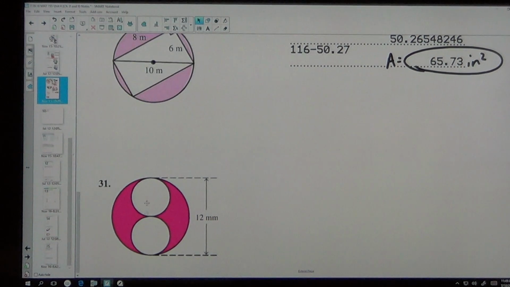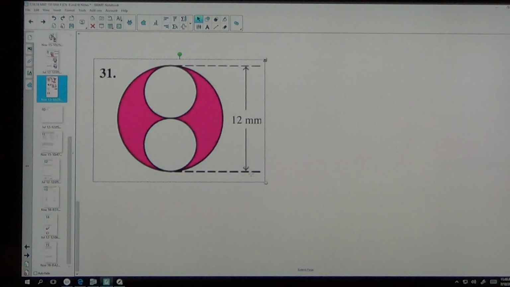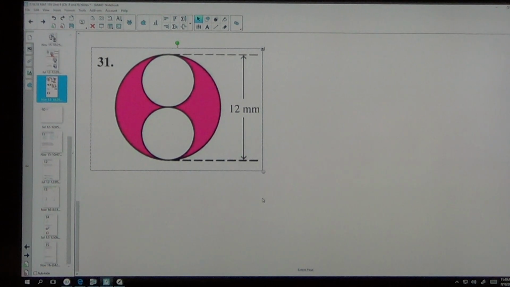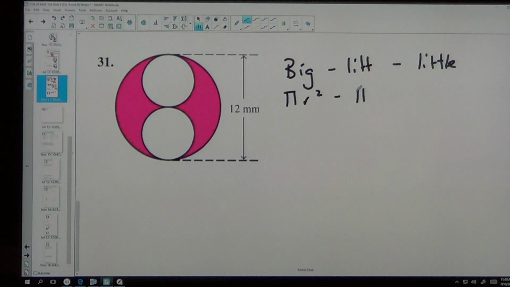Let's skip to this one. What do you see here? A big circle minus a little circle minus a little circle. So a big circle minus 2 little circles, right? So it's going to be a pi r squared minus a pi r squared minus a pi r squared. Cool?